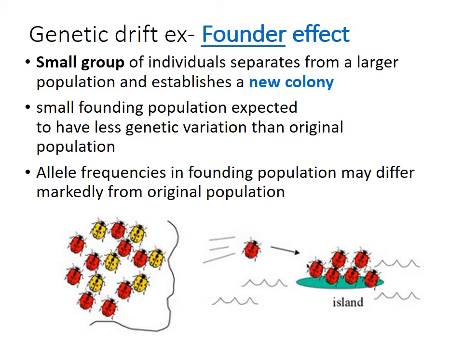Founder effect is another type of genetic drift. In this case, small groups of individuals separate from a larger population and establish a new colony. So this small founding population could have less genetic variation than the original population solely due to random chance. So the allele frequencies in this new population could be different from the original population.